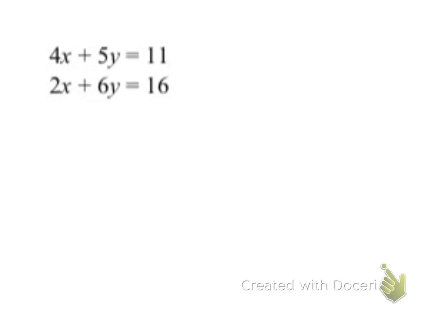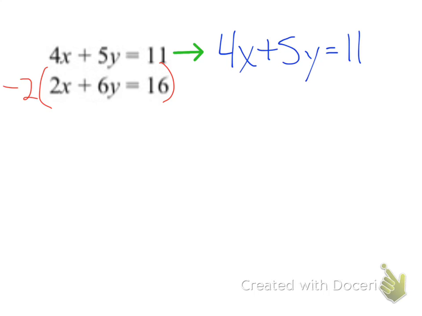So my top equation, I'm going to remain the same. That's going to stay as 4x plus 5y equals 11. But my bottom equation, I am going to multiply the whole thing by a negative 2. And the reason for that is I am going to get my x values to cancel out. So now when I distribute that negative 2, I'm going to get a negative 4x minus 12y equals a negative 32.